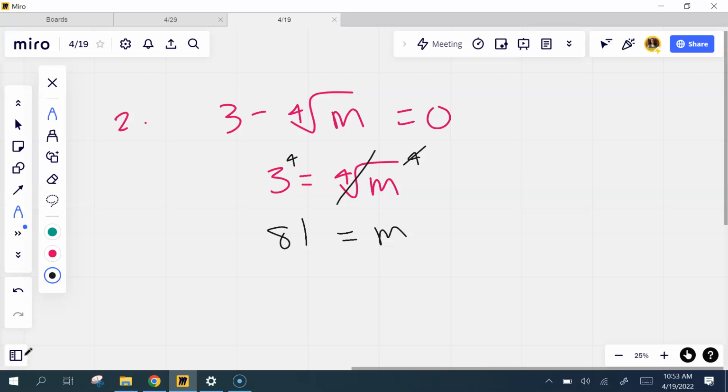And now I just check to make sure that it works. If I go back and plug it in, is 3 minus the fourth root of 81 equal to 0? Well, what's the fourth root of 81? 3. So yes, it works. I know it looks like they're always going to work, but they don't always work.